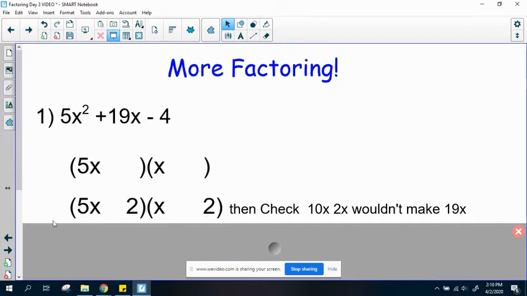Okay, so if I put 2 and 2, then I check it. I check the big loop. 5 times 2 would be 10. I check the inner loop. 2 times x would be 2x. And even with one being positive and one being negative, 10 and 2, there's no way that I could make 19 out of that. Okay?